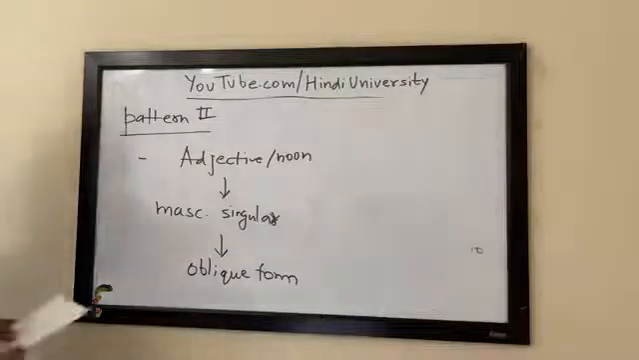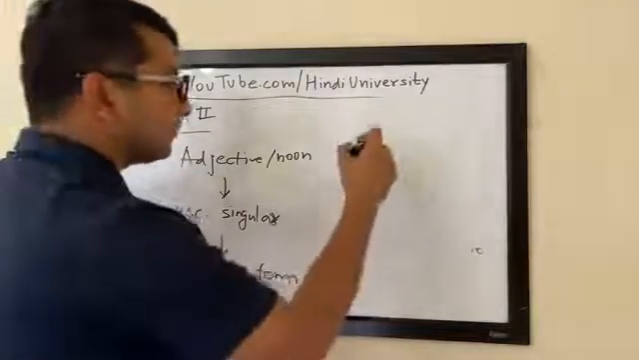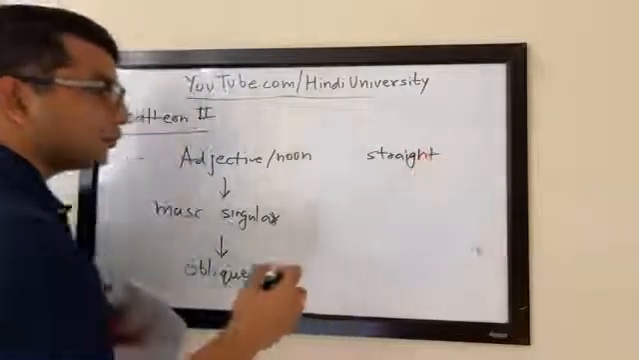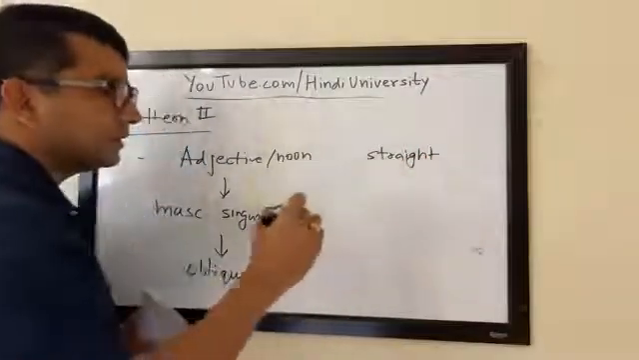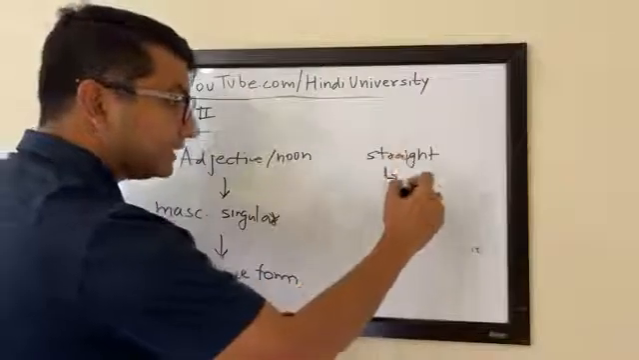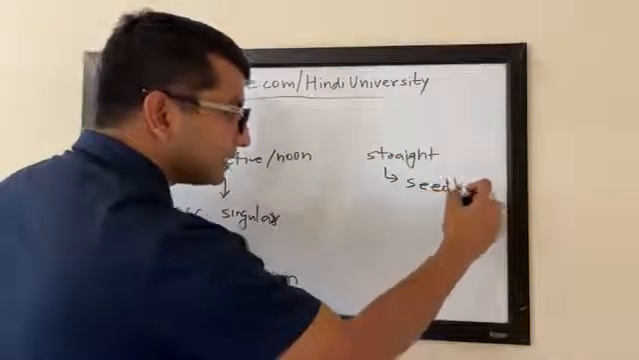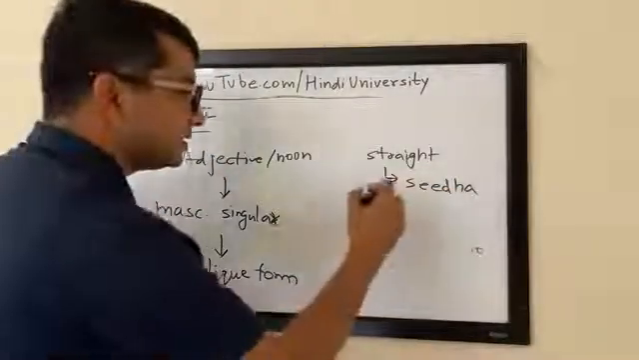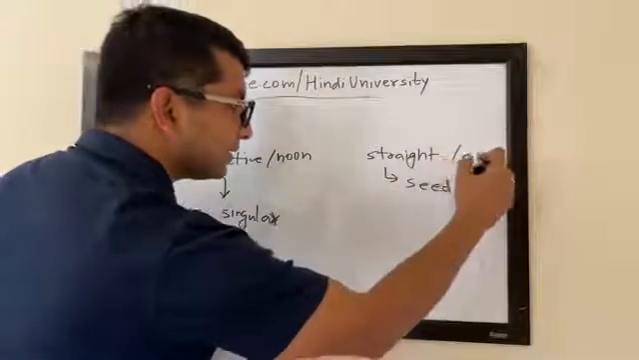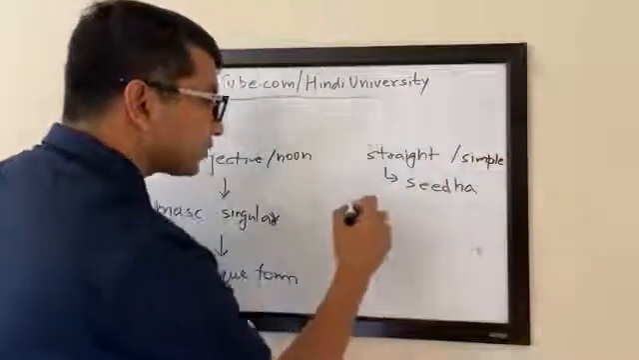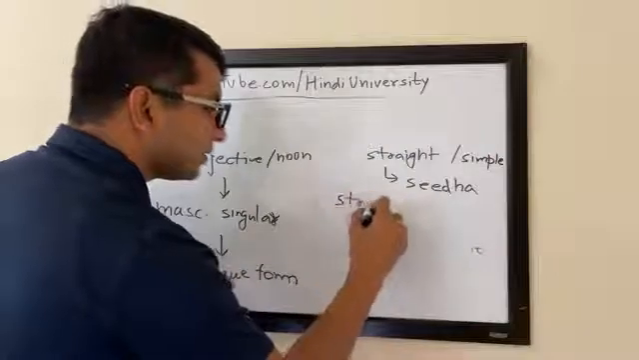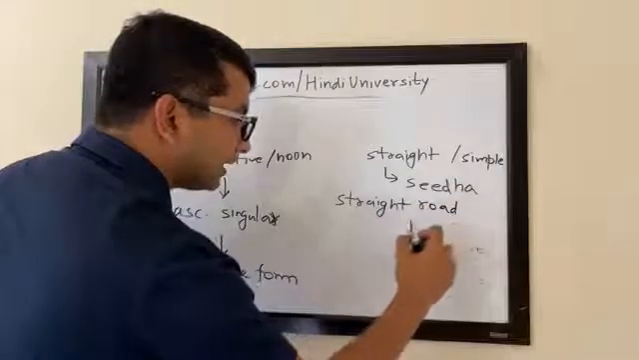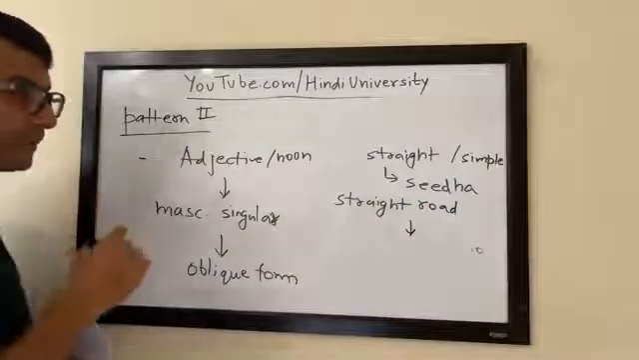Okay, so to give an example, it's straight. What is straight in Hindi? Anyone? Seedha. Very good. Seedha. Okay, it also means simple. Simple. Okay, straight, simple. And if you want to say straight road, how do you say that in Hindi? Straight road.